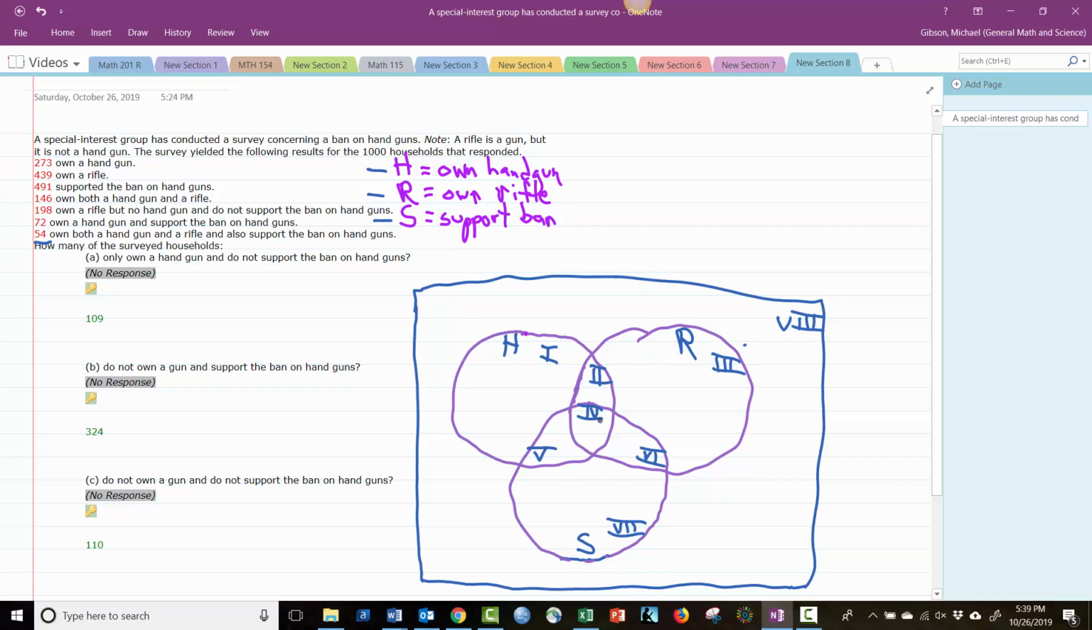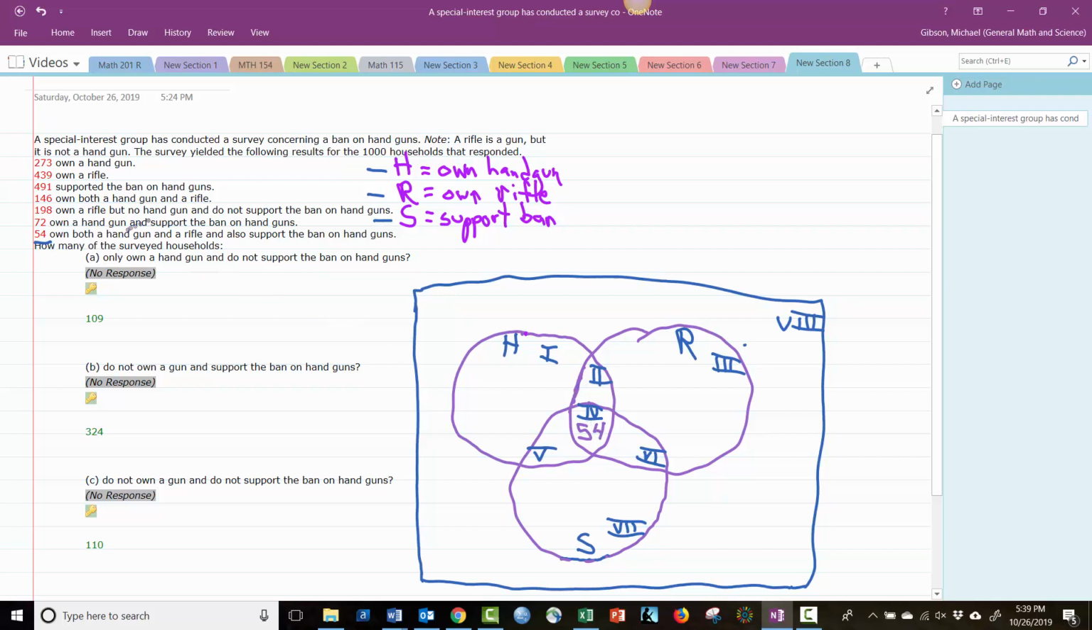If you look down, you see area 4. It's in the overlap between all three: handgun, rifle, and support the ban. Out here, area 8 is one that's not in any of the other circles. So what you have to do with these is work your way through a process of elimination. You'll notice the last one said own both a handgun and a rifle and support the ban. So these 54 people are in all three of the circles. They come in down here.